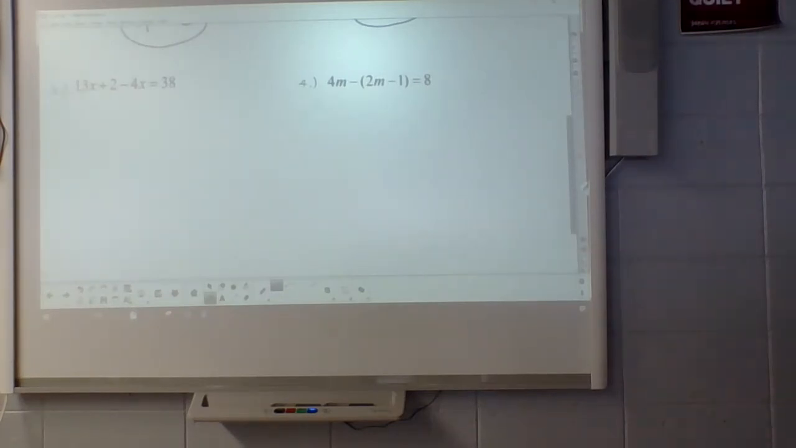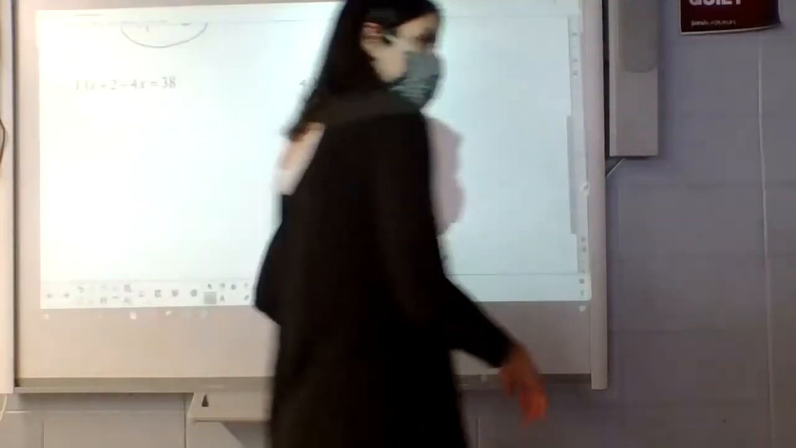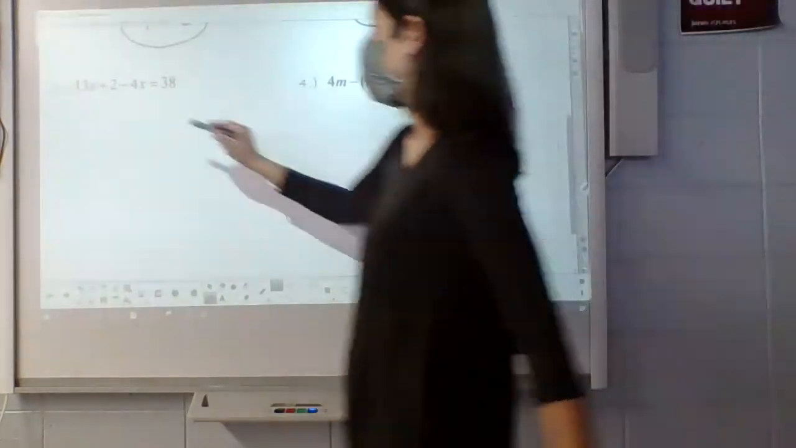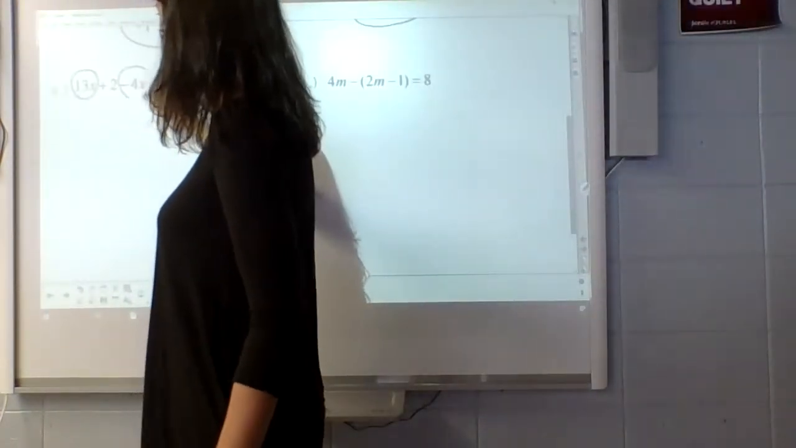So example 3 doesn't have any parentheses. So we're not going to worry about parentheses, but we have like terms we can combine. So what do we want to put together? The 13x and then the negative 4x.